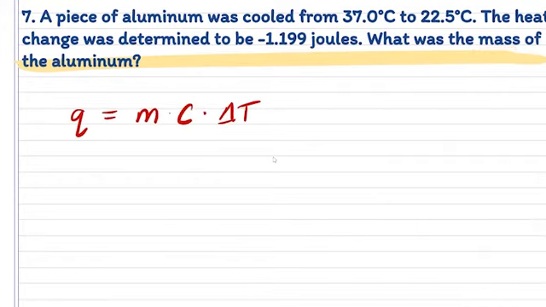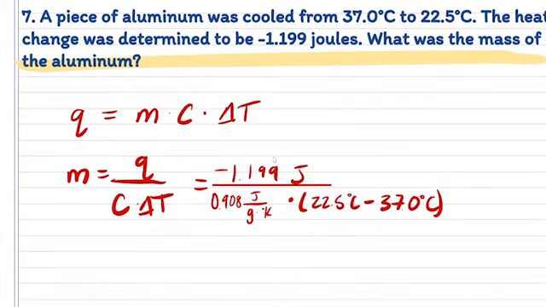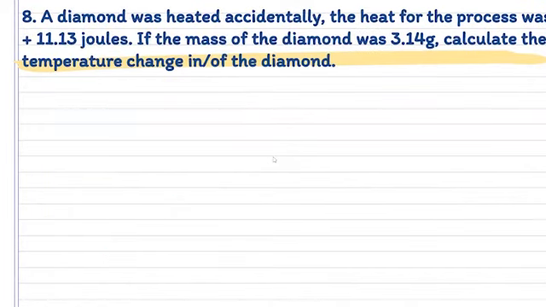So with our relationship for heat, doing some algebra, we can get our mass is going to be equal to our heat divided by specific heat times our change in temperature. Adding the values that we annotated and plugging those into our calculator, we get a mass of 0.0911 grams.